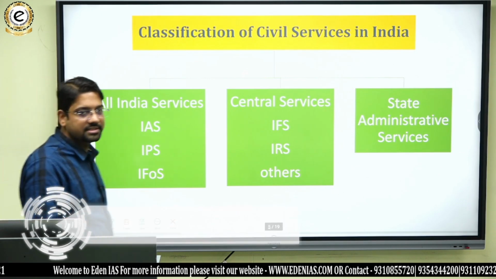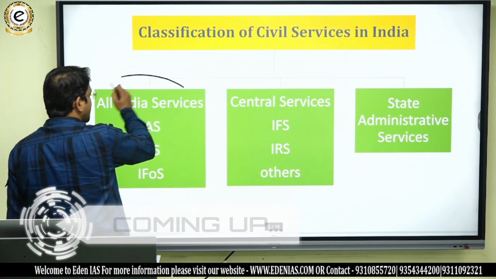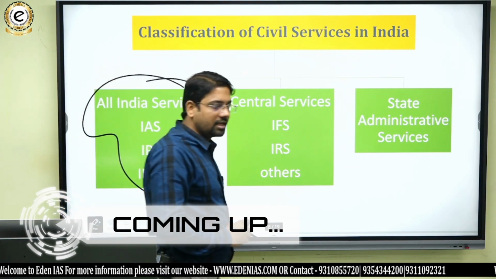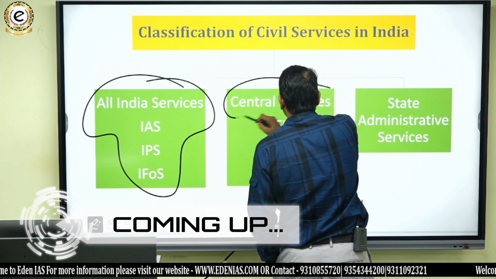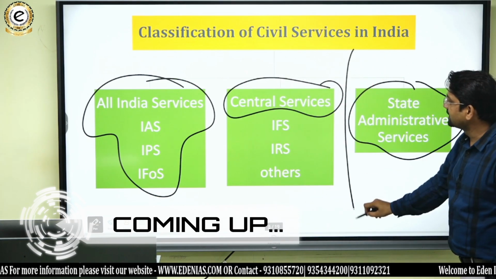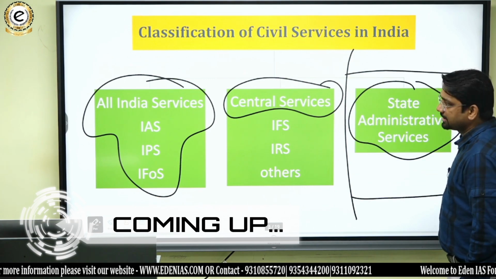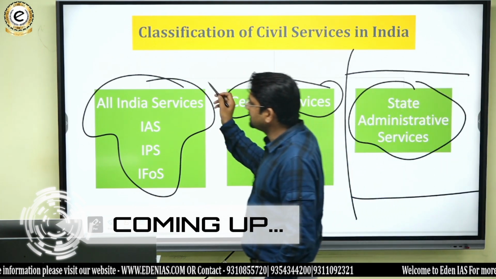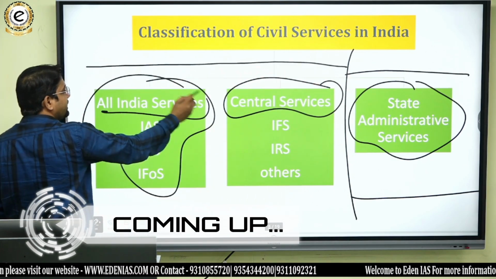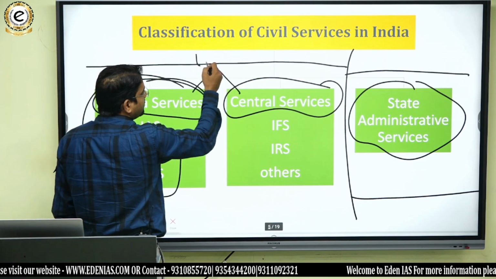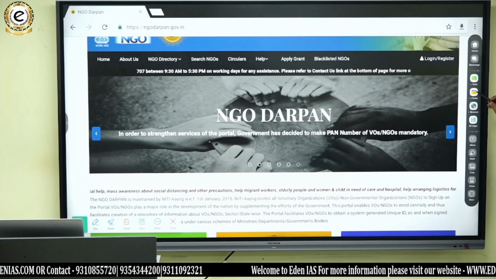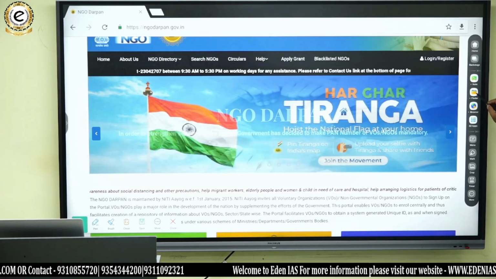Classification of civil services. There can be three types: all India services, central services, and state administrative services. Other than that, state we know all about, but if we are a little confused about the two types of services, let's understand what these are. These are conducted by UPSC.